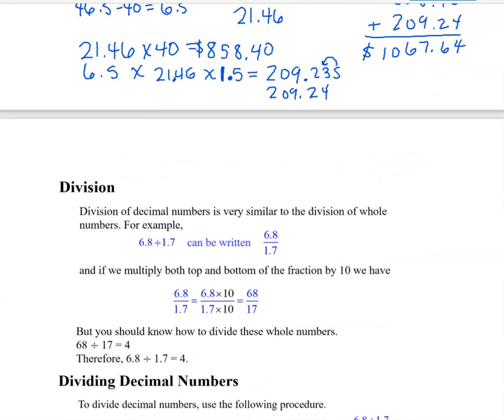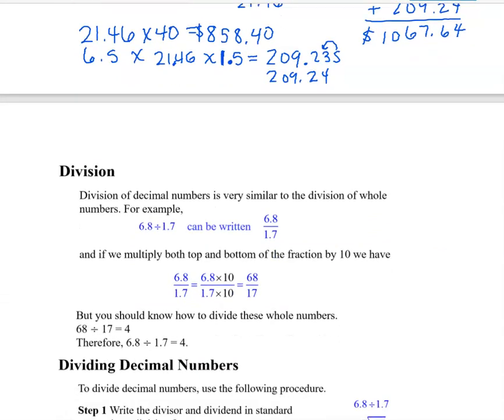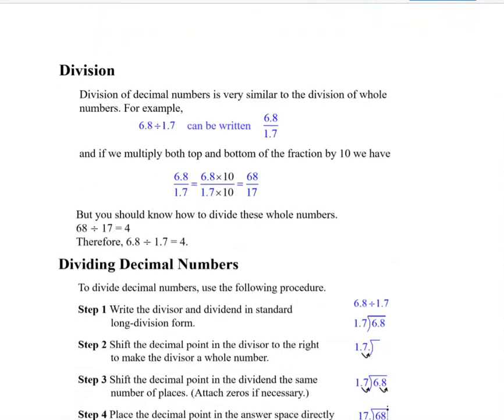Okay, let's talk about division. Division of decimal numbers is very similar to the division of whole numbers. So we can write 6.8 divided by 1.7 as 6.8 over 1.7. And so 6.8 times 10 and 1.7 times 10 would give us 68 over 17. Okay, so we've got an example of dividing, long division.